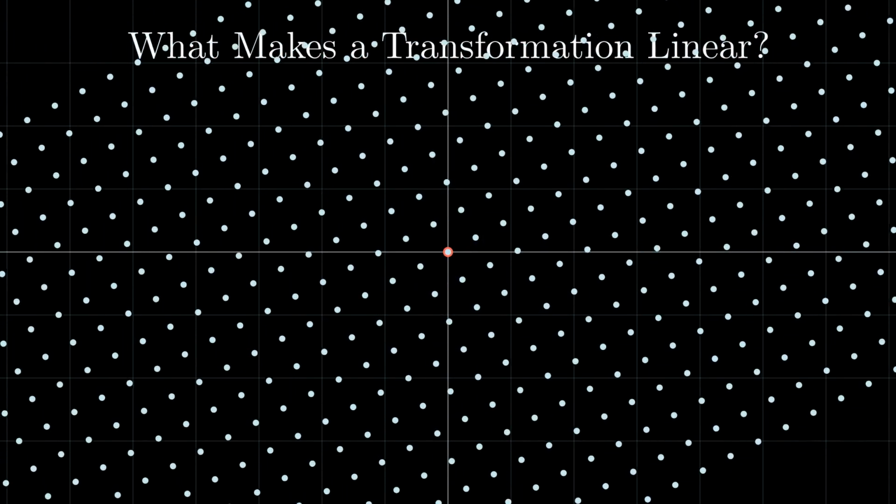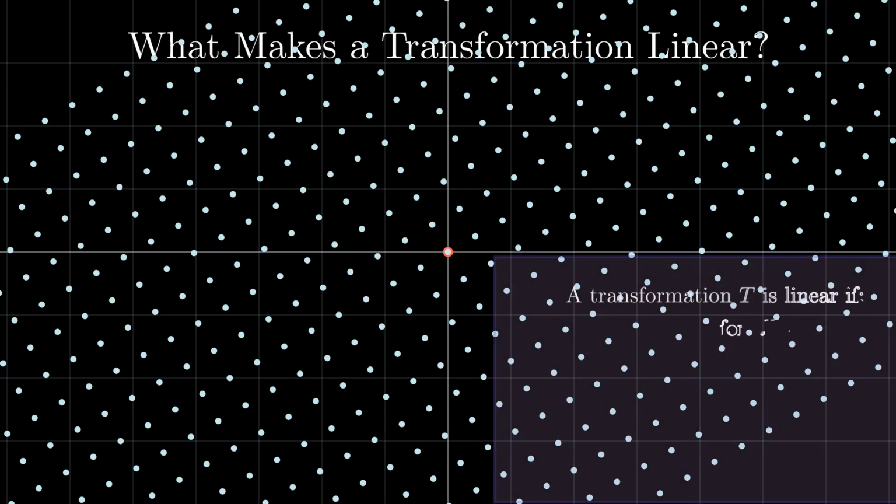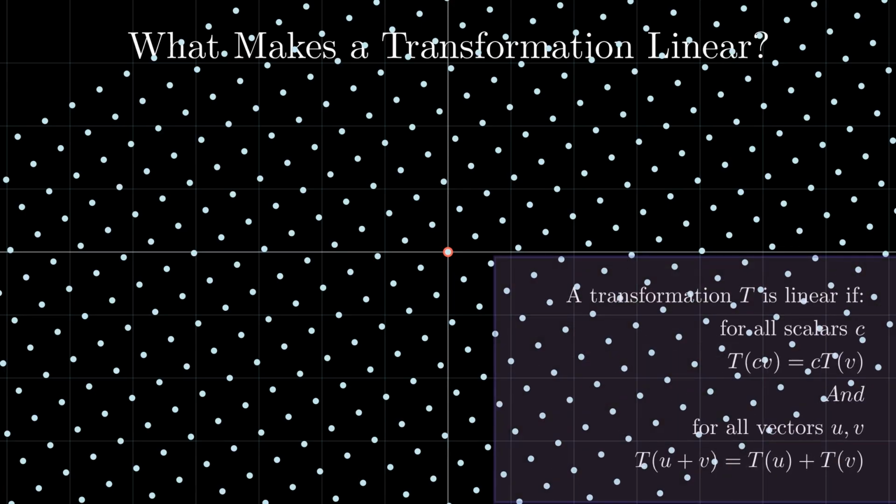Finally, here's a true linear transformation. Lines stay straight, and the origin stays fixed. This is what a linear transformation looks like. These visual rules correspond to important algebraic properties that define linear transformations.